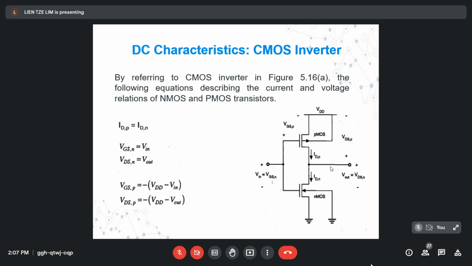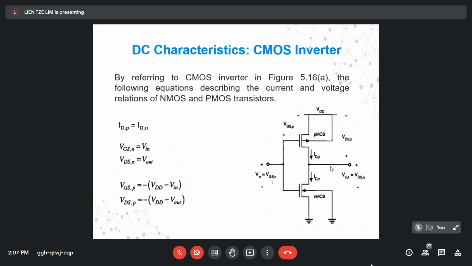Okay, in today's lecture I will continue with the CMOS inverter. This is also the DC characteristic of the inverter. Today I will finish this topic about the CMOS inverter. I will cover the calculation again of the critical voltages.